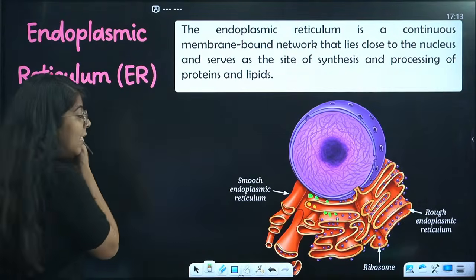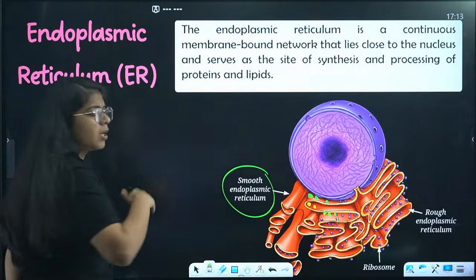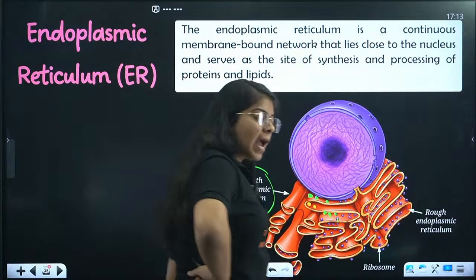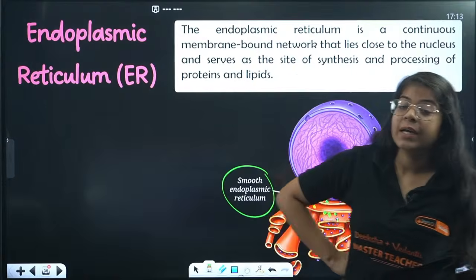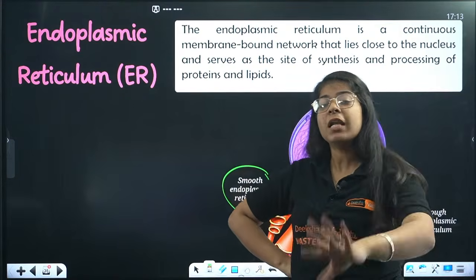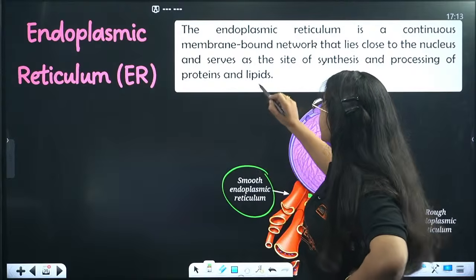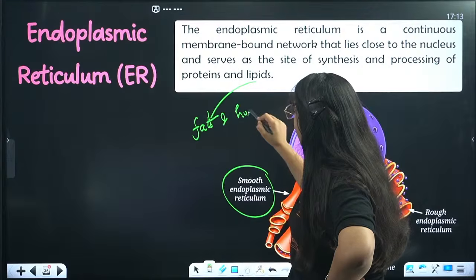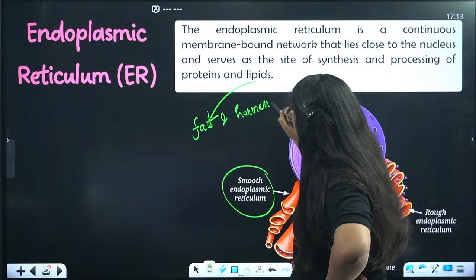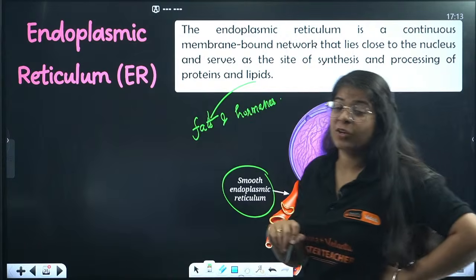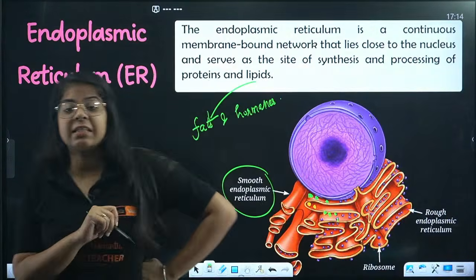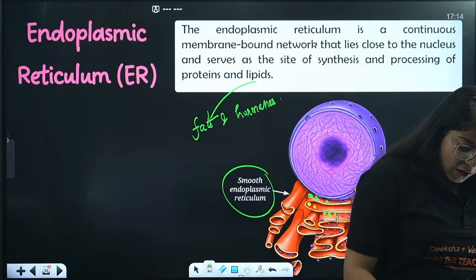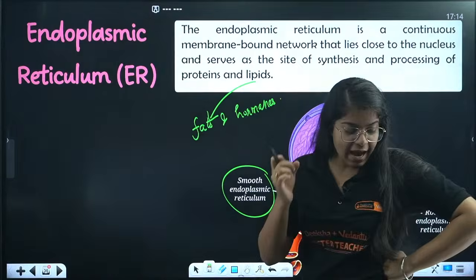Okay, and there is smooth endoplasmic reticulum as well. Then ma'am, what is the function of smooth endoplasmic reticulum? It helps in the synthesis of lipids. Ma'am, what is lipids? So lipids, bacha, is basically fats and hormones. On smooth endoplasmic reticulum, we have lipids which helps in the synthesis of fats and hormones. Done? Okay, next moving on, we have another question.